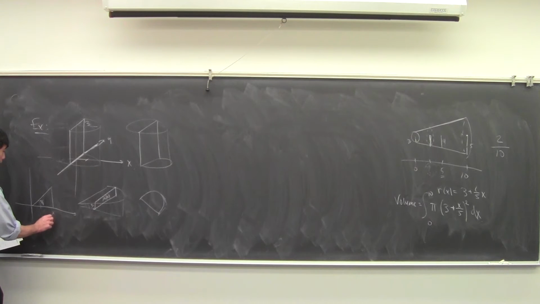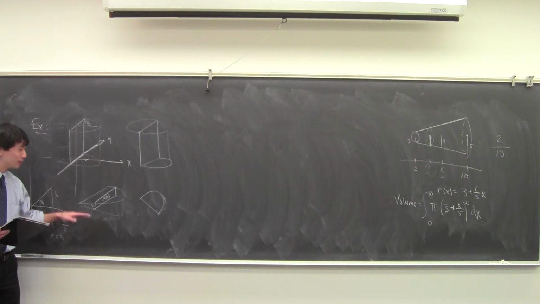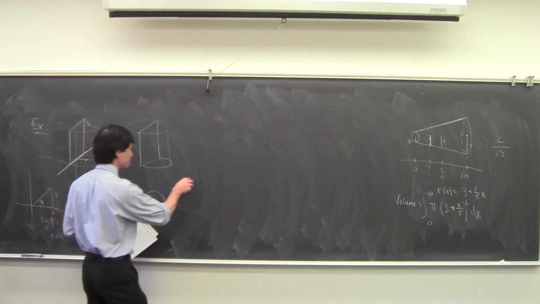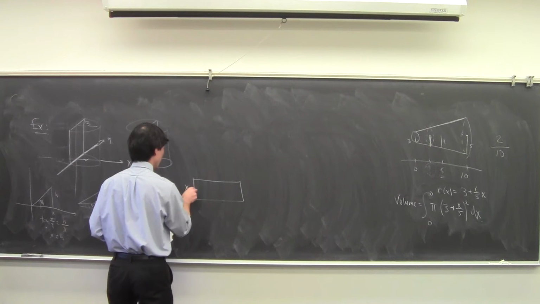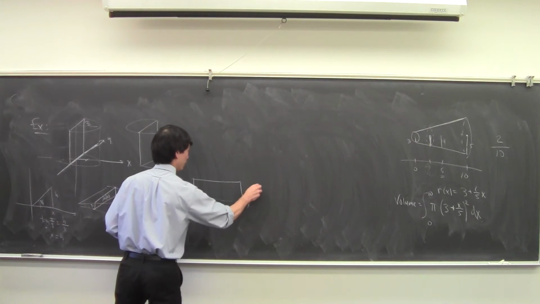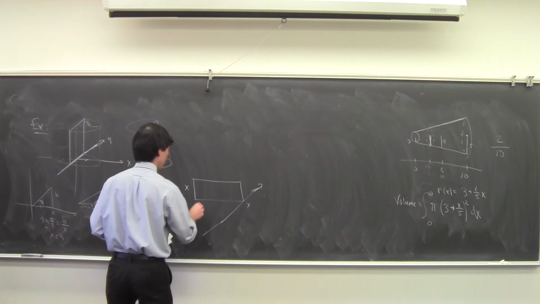So the tangent of pi over 4 is the height over x, right? But remember, the tangent of pi over 4 is just 1. So the height actually is x, because it's 45 degrees. Good. So you know that each of these slices has height x, right? We've sliced it at point x.